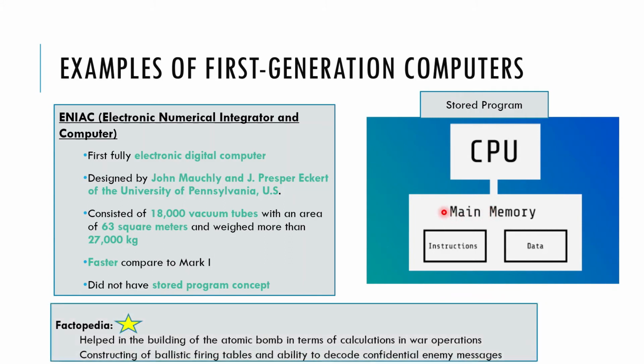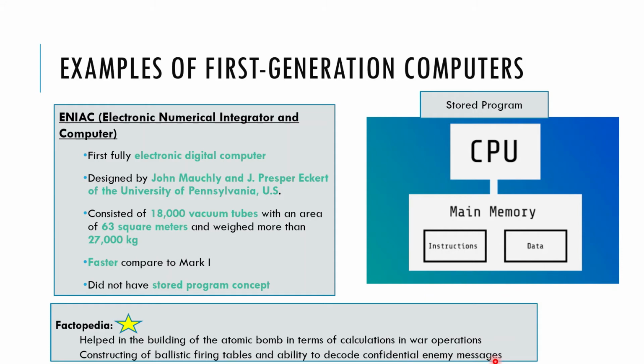Now, time for some of the important facts. The main usage of ENIAC was in war-related computations, such as helping in the building of the atomic bomb in terms of calculations in war operations. It also helped in the construction of ballistic firing tables and the ability to decode confidential enemy messages.